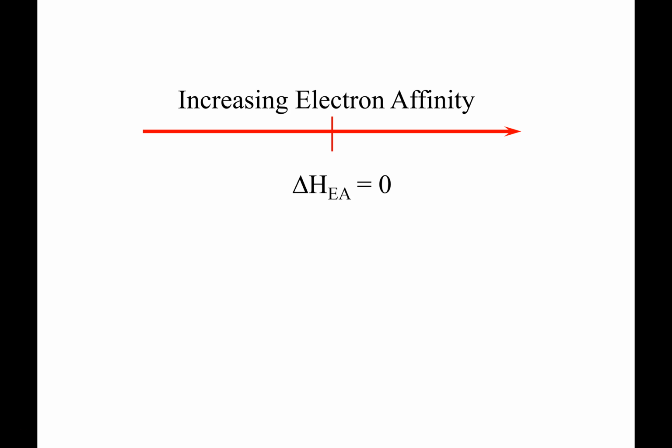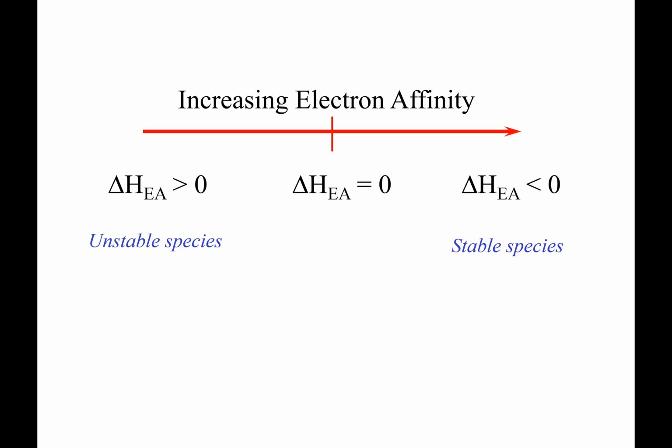Okay. Electron affinity, delta H electron affinity. If it's negative, then that's forming a stable species. If it's positive, it's endothermic. And once you've added those electrons, it's not happy. I can't imagine anybody not liking chocolate.